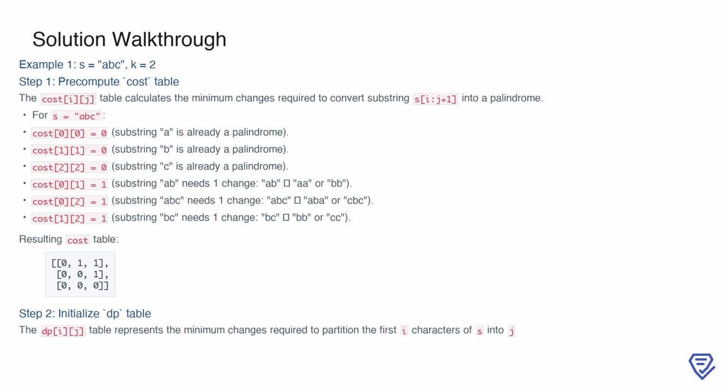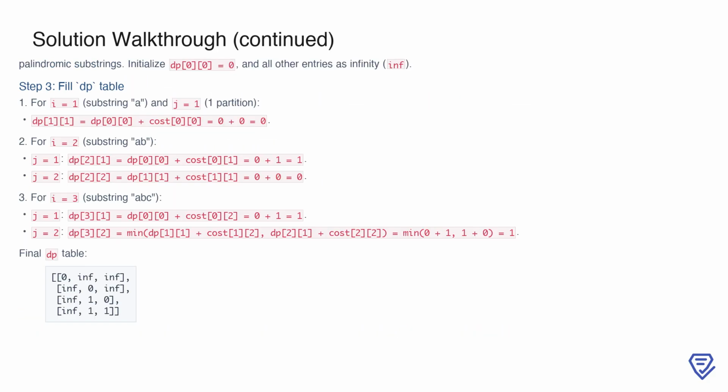Next, we initialize the dp table, where dp[i][j] will store the minimum changes needed to partition the first i characters of S into j palindromic substrings. The base case is dp[0][0] equals 0, and all other entries are set to infinity, as they represent states we haven't computed yet. With the dp table initialized, we now fill it step by step.